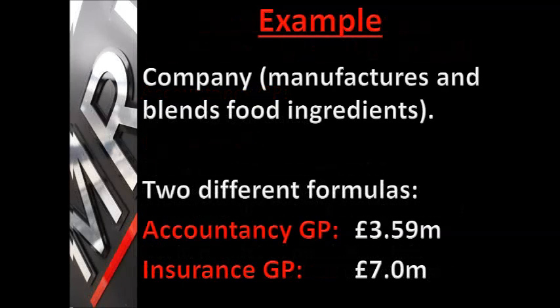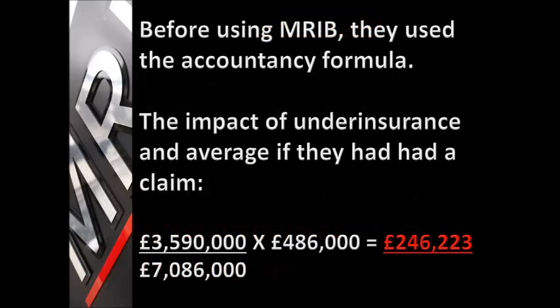So let's look at a real life example of a company and how they insured their gross profit before they came to MRIB. They specialised in blending of foods, and using the accountancy gross profit, which is what they were using, they had a gross profit or business interruption sum insured of 3.59 million. The actual correct insurance gross profit was just over 7 million. Following this through, if they'd maintained the incorrect calculation and then had a claim of £486,000, they would have only received £246,000, leaving them underinsured or out of pocket by £240,000 when turnover is going down and costs are going up.